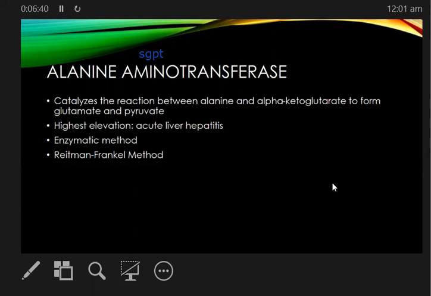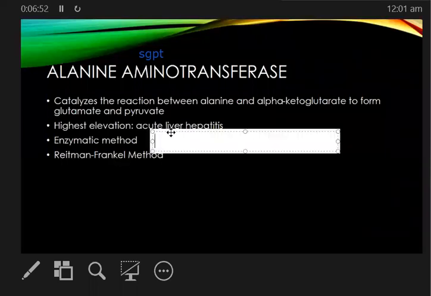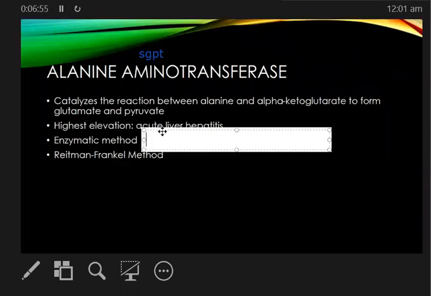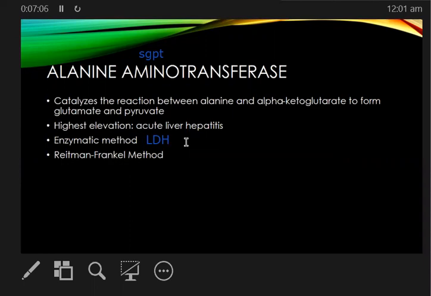Back to ALT. For the coupled enzymatic method for your ALT, take note that the coupling or indicator enzyme that is utilized is lactate dehydrogenase, or LD or LDH. Again, for your AST, what is the coupling or indicator enzyme? We have malate dehydrogenase.